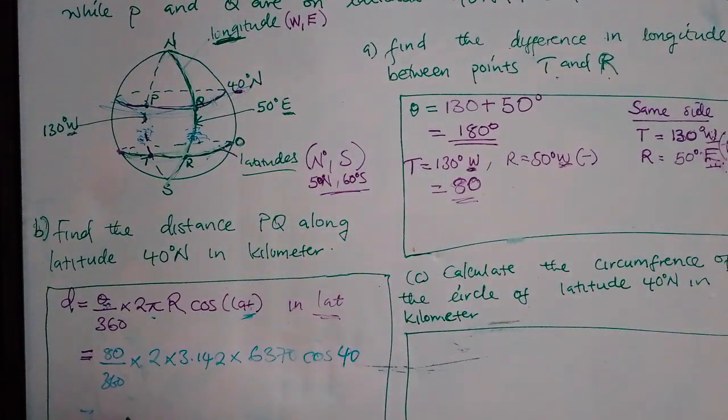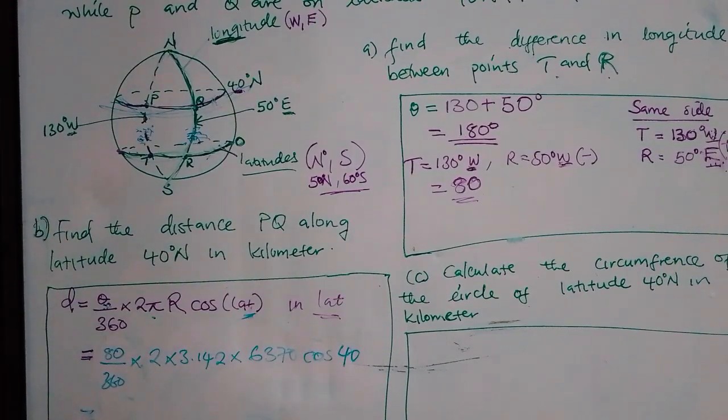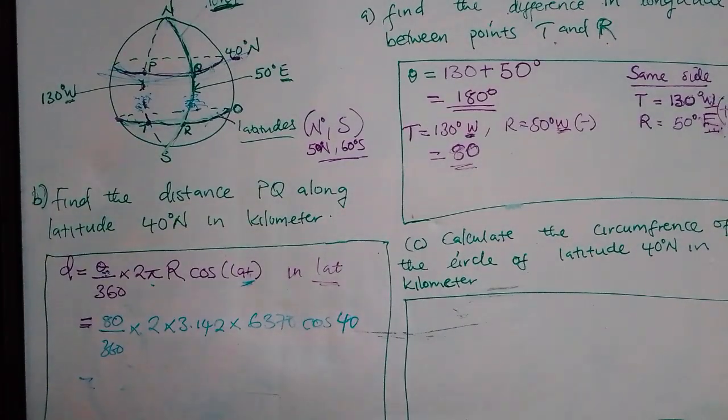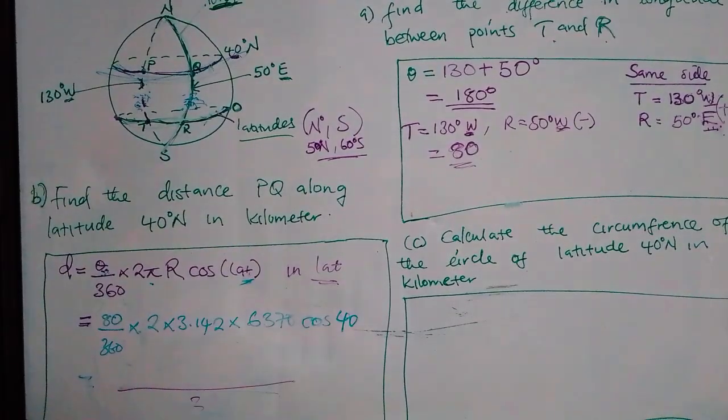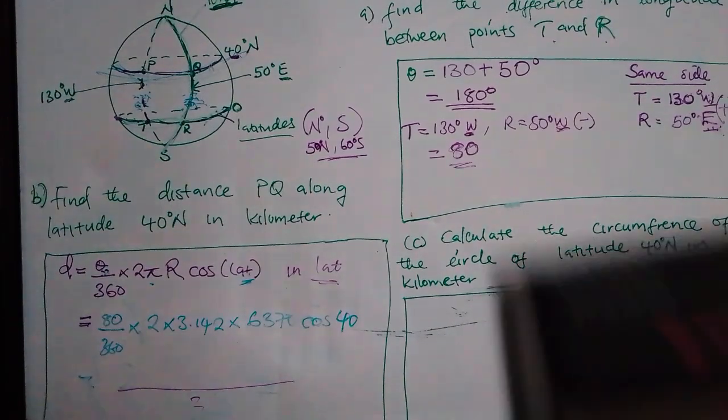Yeah. So here again, when you are multiplying, you need to start with what? With cos, because when you punch this the other way, you get a wrong answer. But you need to start from cos going this side. So you say cos 40 multiplied by 6370 times 3.142 times 2 times 8. So yeah, this is how you punch on the calculator.